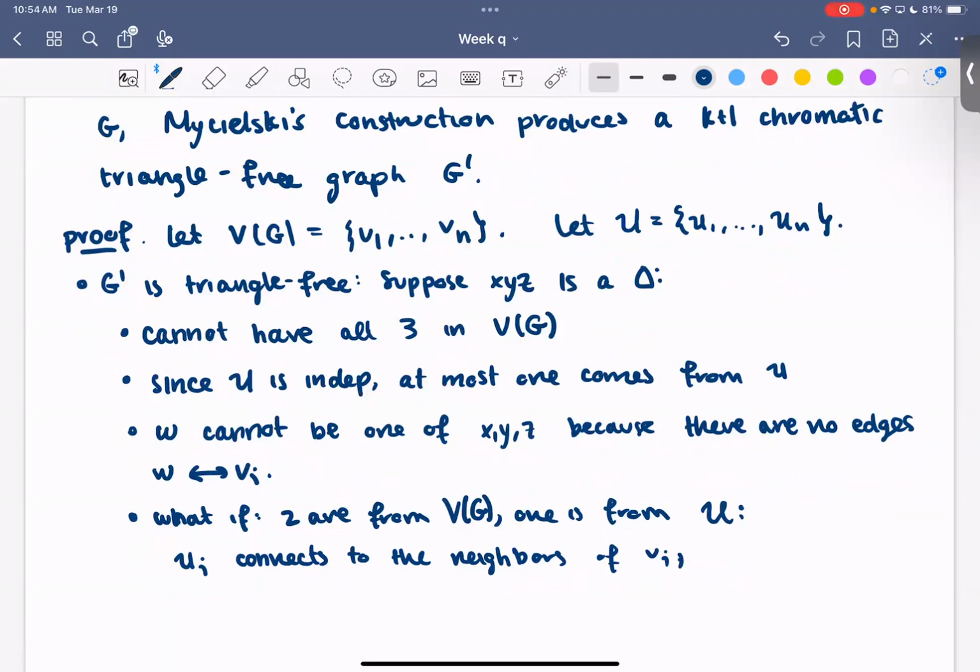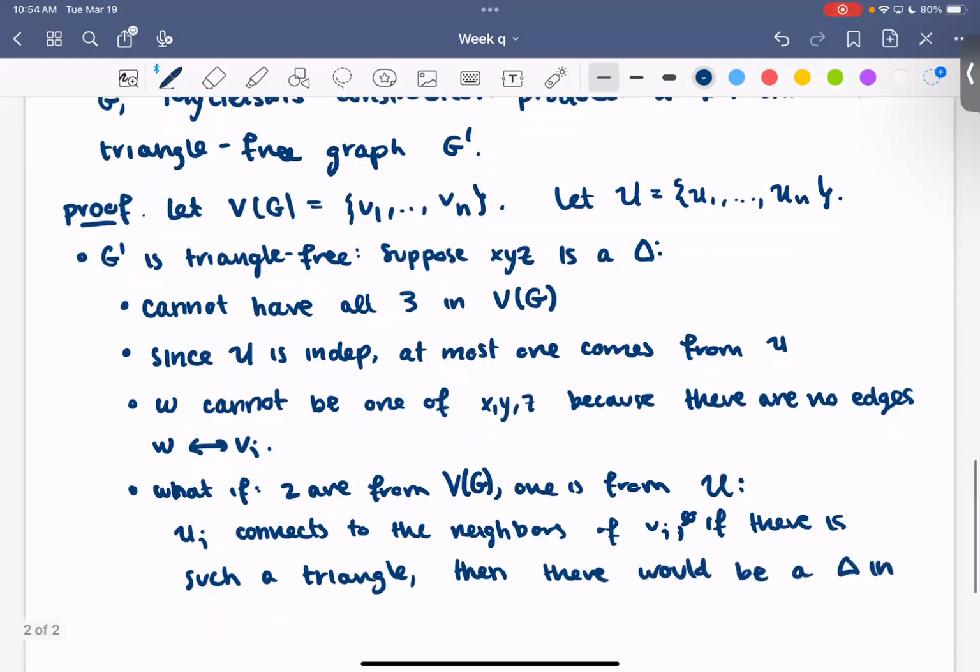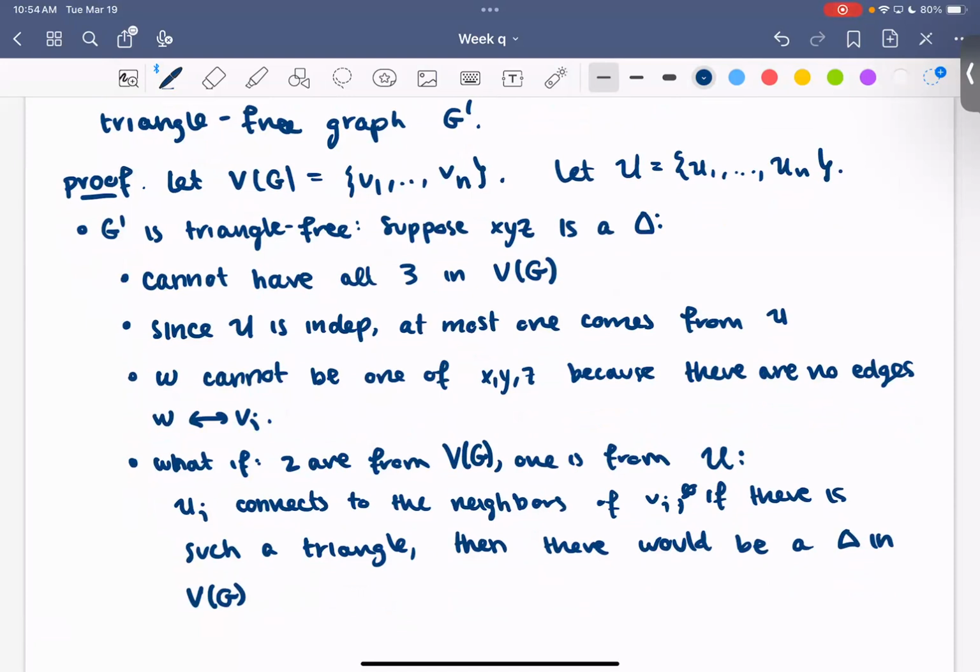And if those neighbors were in turn connected to each other, so that's like forming a triangle, then that would mean that there was already a triangle in V of G. So if there is such a triangle, then there would be a triangle in V of G just by replacing U sub I by V sub I in this triangle.